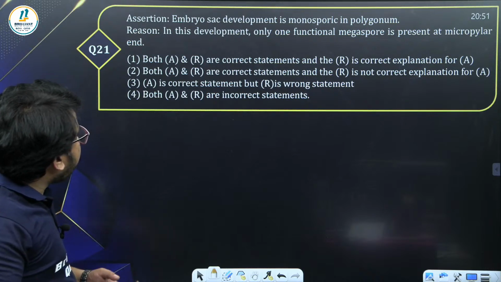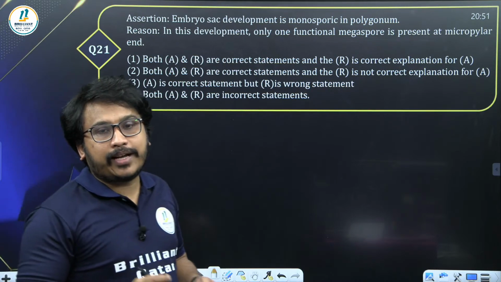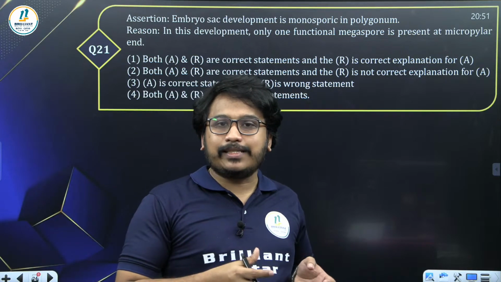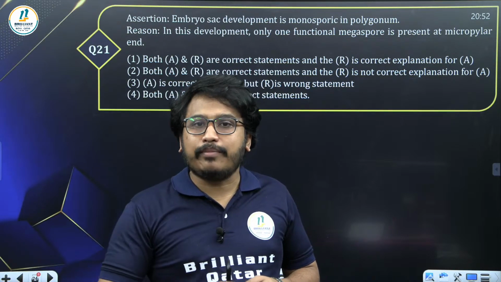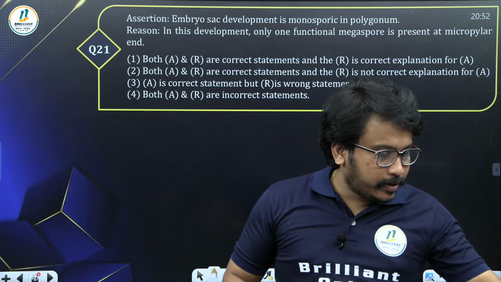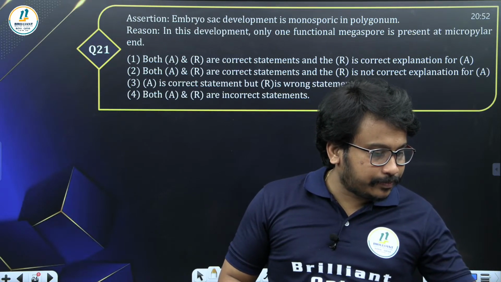Next one. Embryo sac development is monosporic in polygonum type of embryo sac. I already said what is polygonum type. The 7-celled 8-nucleated embryo sac formed from a single functional megaspore that is called polygonum type of embryo sac. So here in this question, the assertion is correct.